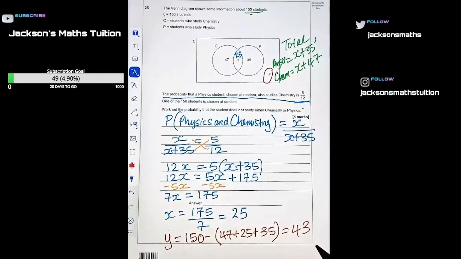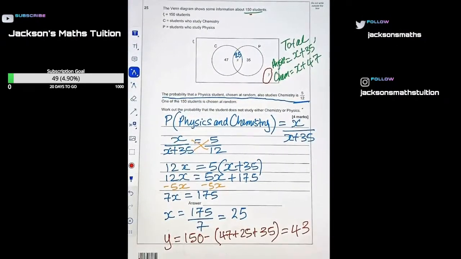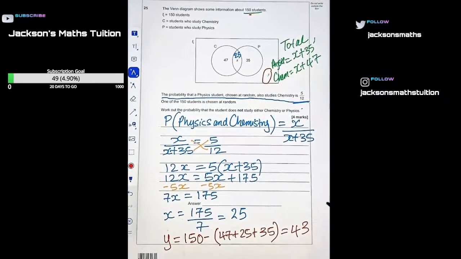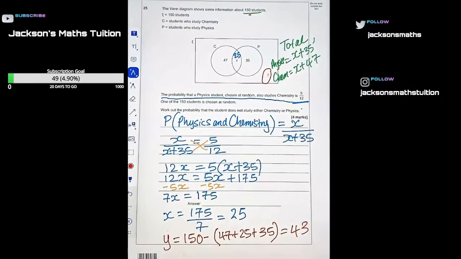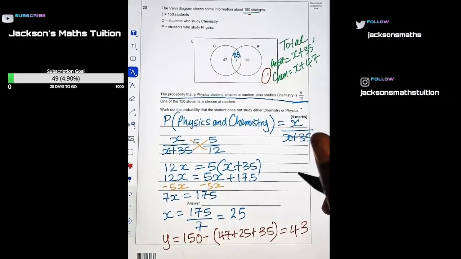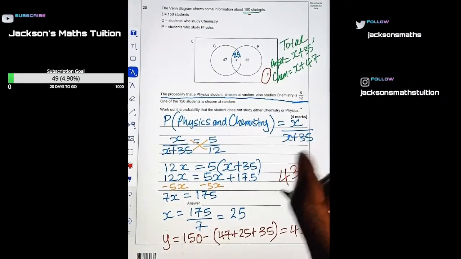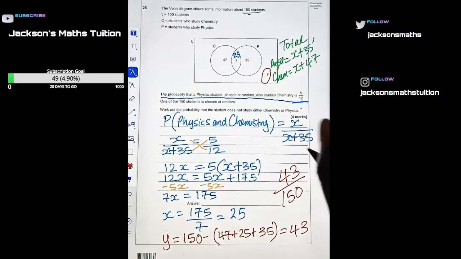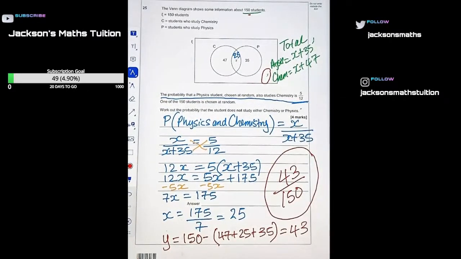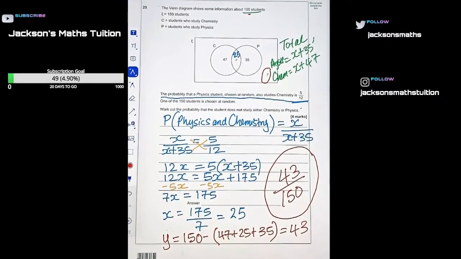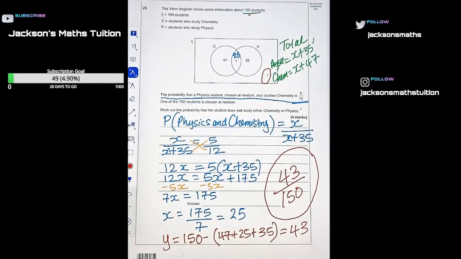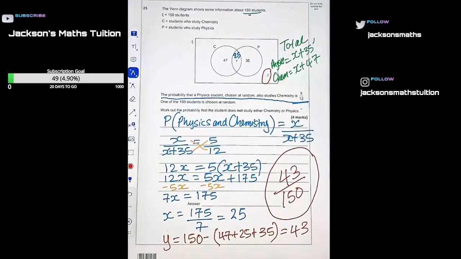So 43 kids. So let's do the probability now. So the probability is going to be 43 over the total, which is 150. Okay, that's your probability. 43 over 150. So this is for 4 marks, guys.